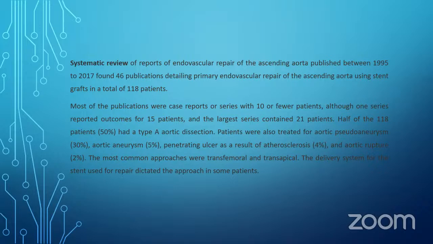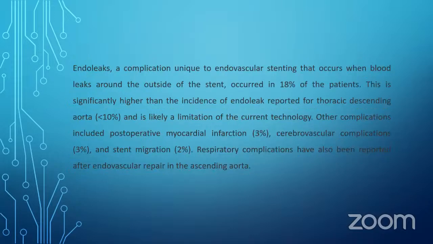Half of the 118 patients, around 50%, had type A aortic dissection. Patients were also treated for aortic pseudoaneurysm, around 30%, aortic aneurysm 5%, penetrating ulcer as a result of atherosclerosis 4%, and aortic rupture 2%. The most common approaches were transfemoral or transapical. The delivery system for the stent used for repair dictated the approach in some patients.